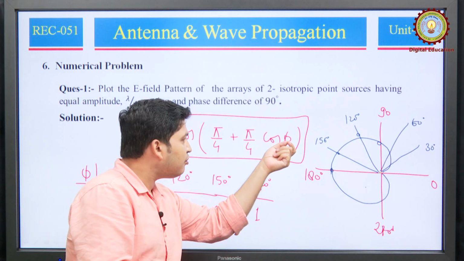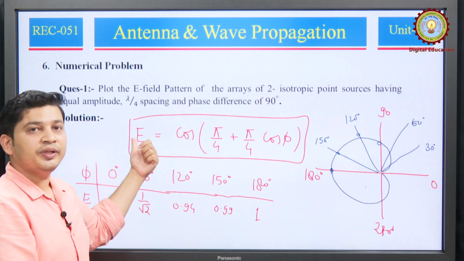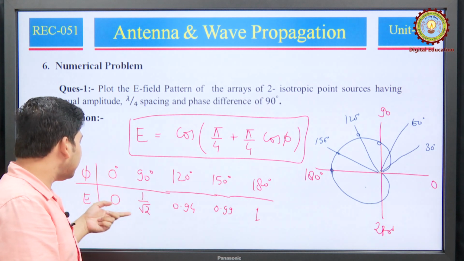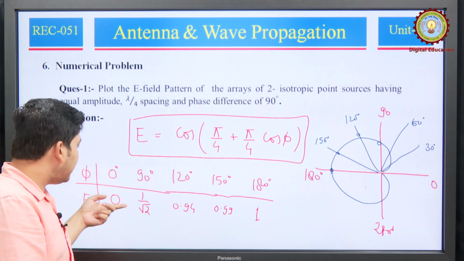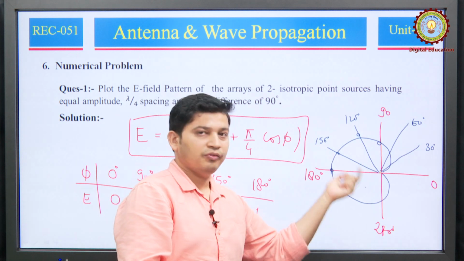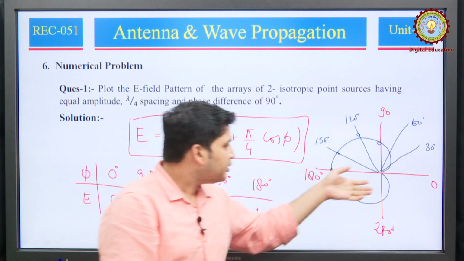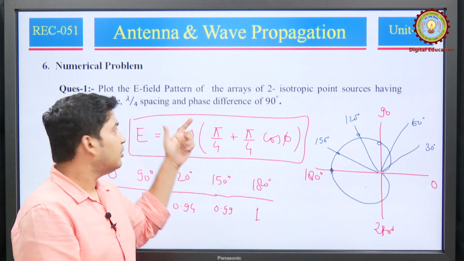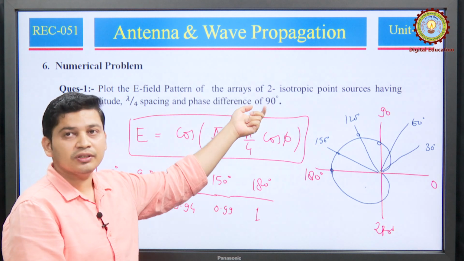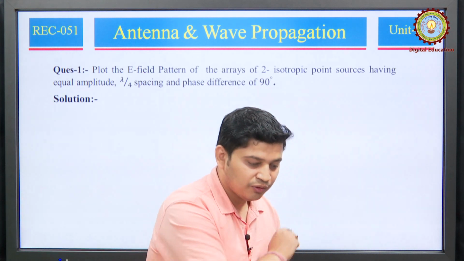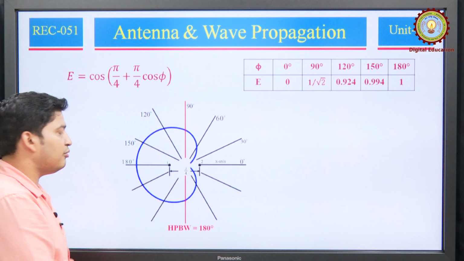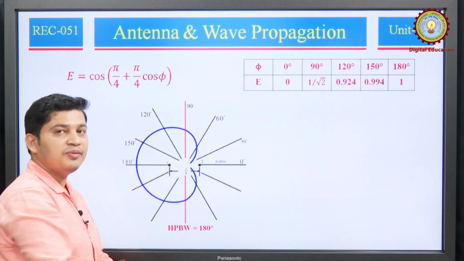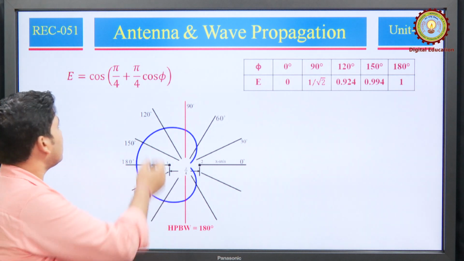For different values of phi, the value of electric field is going to change, because this is the only variable over here. So, for different values of phi we have calculated the magnitude of the electric field, and again we have plotted over here. So, this is the rough representation of the electric field plot for this function of two isotropic point sources having a phase difference of 90 degree. Let me give you the correct one, the same way. You can find these are the 2 point sources separated by lambda by 4, and these are the net electric field.